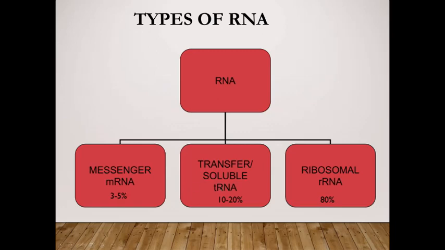Then transfer or soluble RNA, that is tRNA. It is about 10 to 20% of the total RNA, and its main function is transferring the amino acids during translation. The third one is ribosomal RNA, that is rRNA. It makes up about 80% of the total RNA. It gives a binding site for messenger RNA during the process of protein synthesis. rRNA is the actual site of protein synthesis.